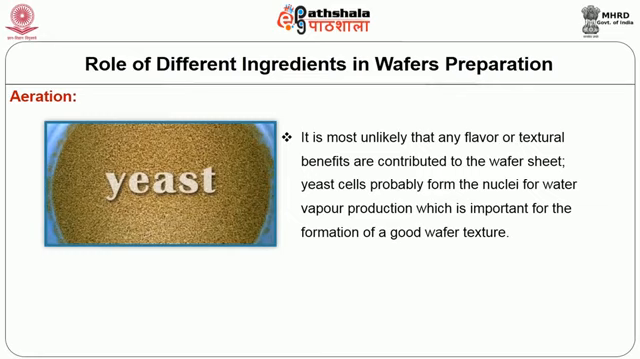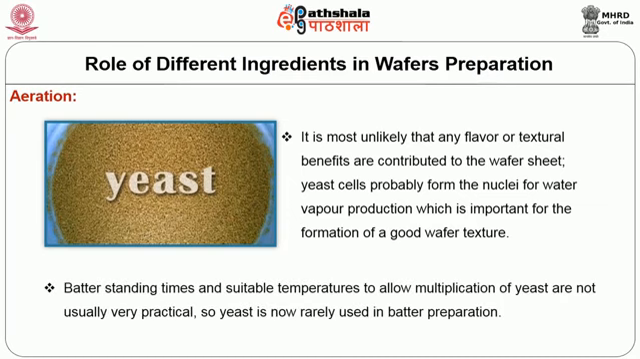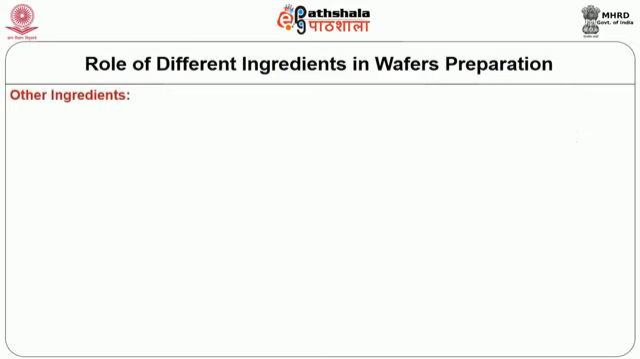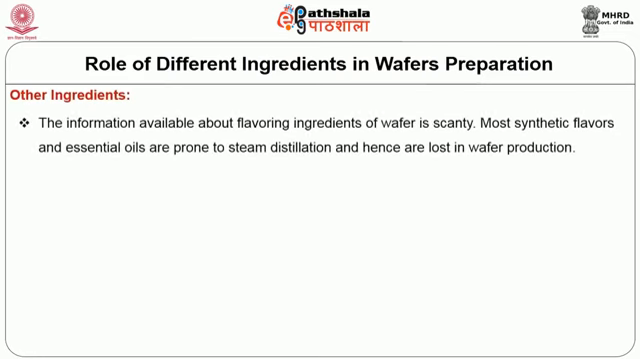Yeast cells probably form the nuclei for water vapor production, which is important for formulation of a good wafer texture. Batter standing times and suitable temperature to allow multiplication of yeast are not usually very practical. So yeast is now rarely used in batter preparation. Other ingredients: the information available about flavoring ingredients of wafer is scanty.